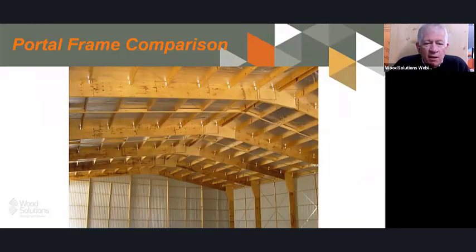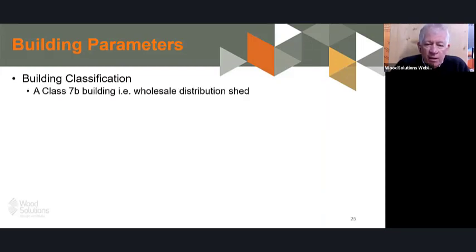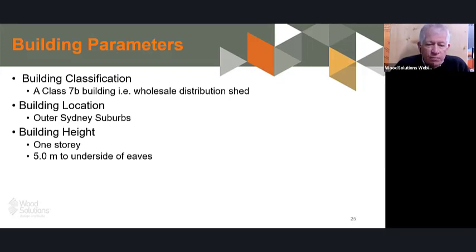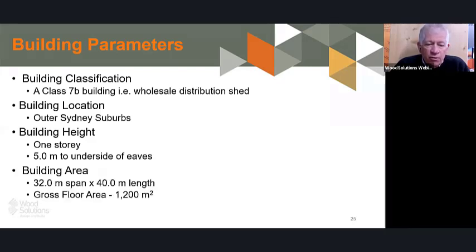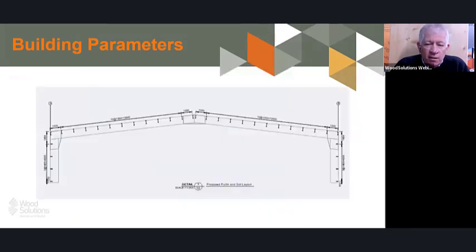The first one is the portal frame comparison, and just a little bit about the parameters for it. The assumptions used were a building classification of 7B, a wholesale distribution shed. We decided back in 2014 to locate these in an outer Sydney suburb, with a building height of 5 metres and 1 storey, and a building area of 32 metre span by 40 metre length as being representative for 1,200 square metre GFA. This is a plan view of it and a section through a timber portal.